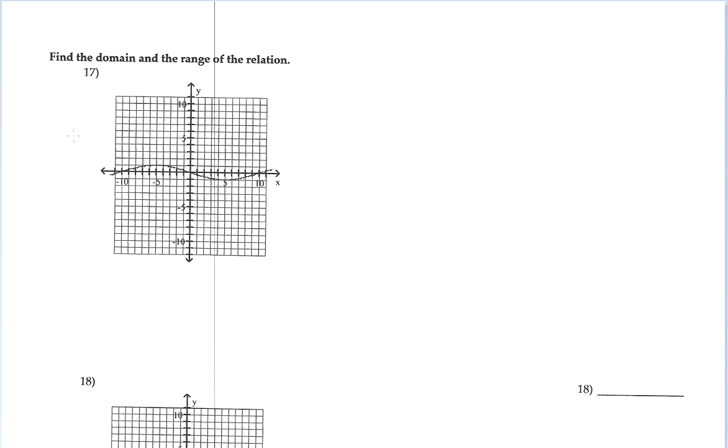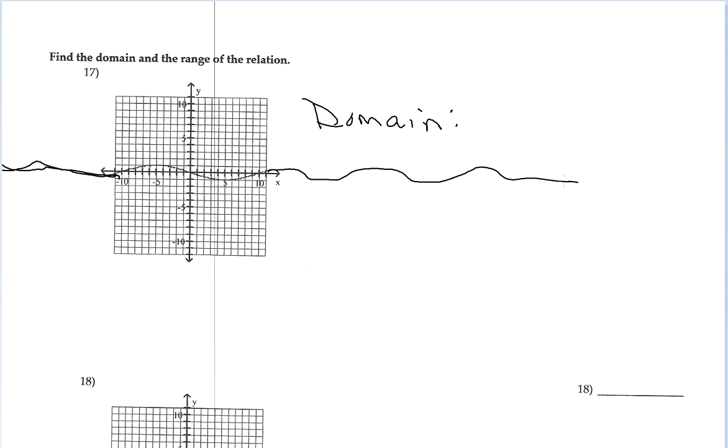Find the domain and the range. So the domain, this graph is insinuating it's going to continue the same pattern, that little wave here. So that means my domain is going to be from here all the way to infinity from both sides. So it's negative infinity to positive infinity.